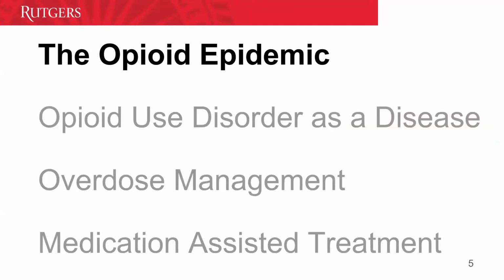This is the main outline of the talk we'll go over today. There are four main areas, beginning with an overview of the opioid epidemic and how we got to where we are today.